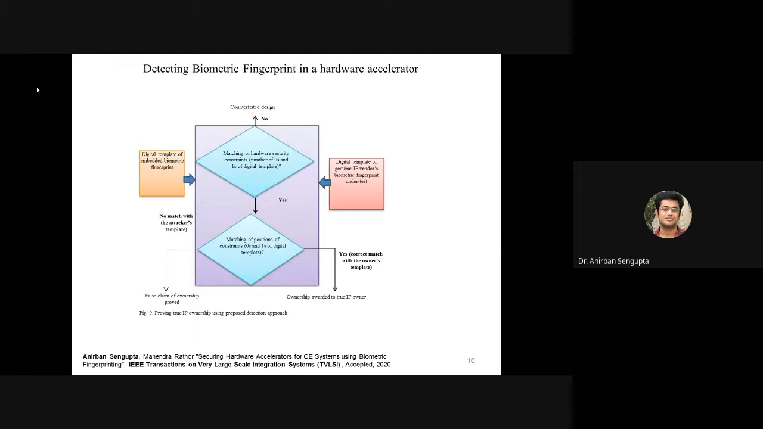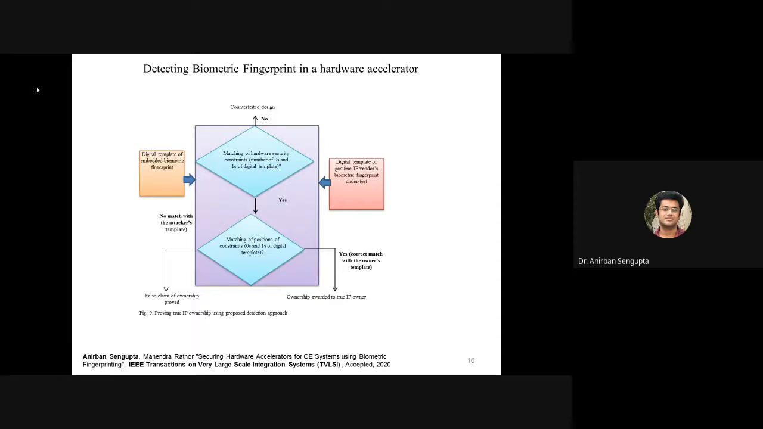How do you detect such a biometric fingerprint in a hardware accelerator? The first step is to feed the digital template of the embedded biometric fingerprint on one side, and the digital template of the genuine IP vendor's biometric fingerprint under test. We match the number of zeros and ones in the digital template. If there is a match, then we move to the next condition box, where we check the matching of the positions of the zeros and ones. If both the numbers and the positions match exactly, then we know that this is the original digital template of the authentic IP, and the ownership is awarded to the true IP owner.